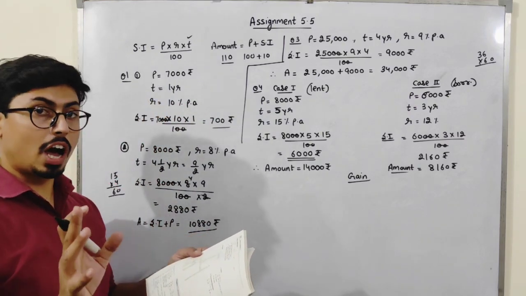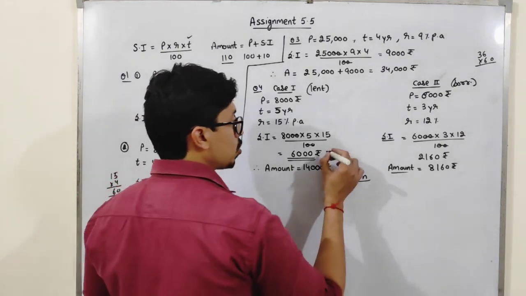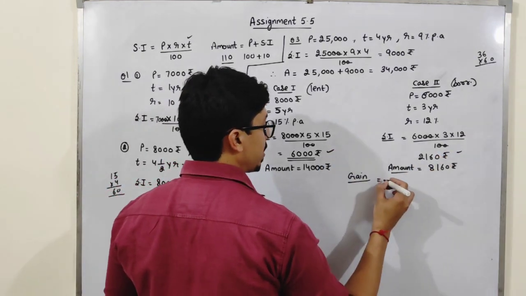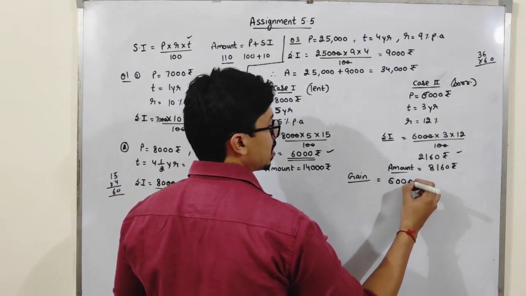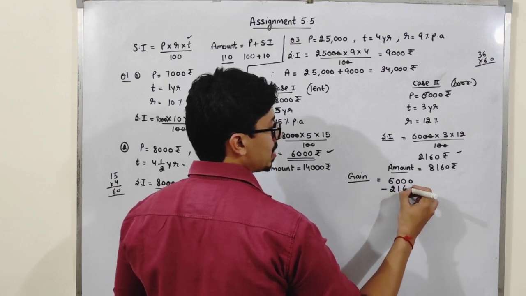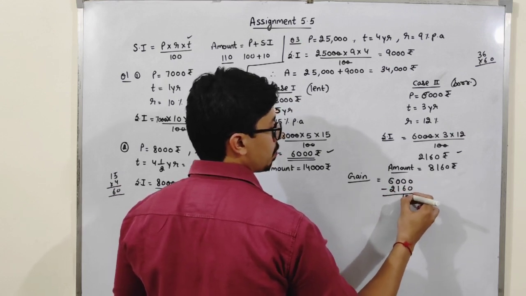Now if you want to know how much gain he will get, just subtract these two, students. So 6,000 minus 2,160. So it will be 4.